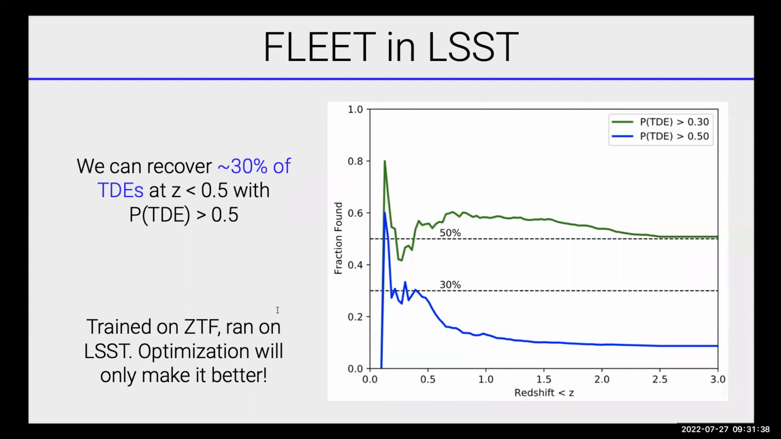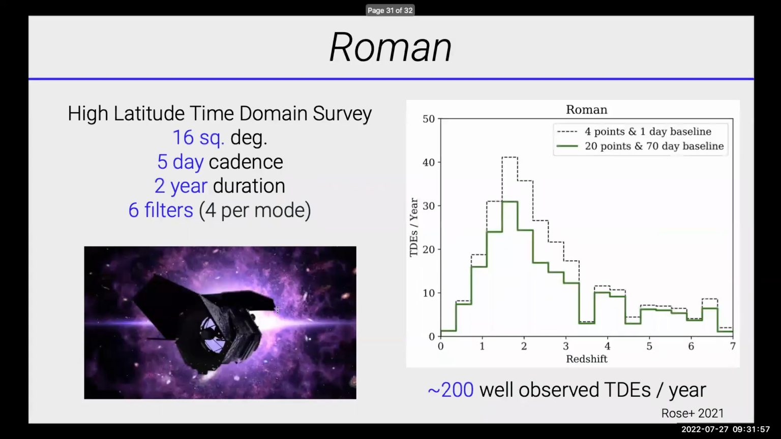And this is better than I expected, just because this was trained on ZTF and run on LSST using only g and r data points. So optimization to LSST will only make this better. But even at this point, we're already showing that this can be done and that it works to a reasonable degree. And I cannot leave without talking a little bit about Roman. I do spend half of my time working with Roman. If anyone has any questions, I'll be happy to talk to you about it.